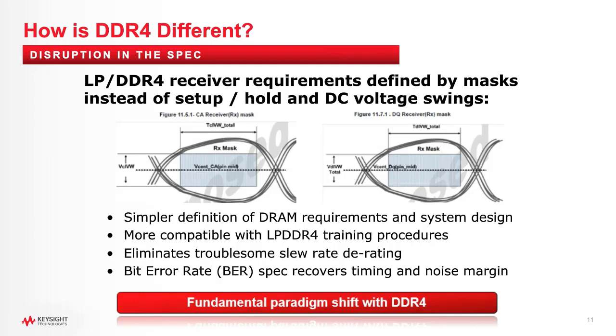So it's a much simpler definition of DRAM requirements and for system design. And also it gets rid of the need to do any of the slew rate derating that was necessary. So basically, depending upon the speed grade and the slew rate, you would have to choose a different setup and hold time. All of that is done away with in the new spec. But this is a fundamental paradigm shift for DDR4.